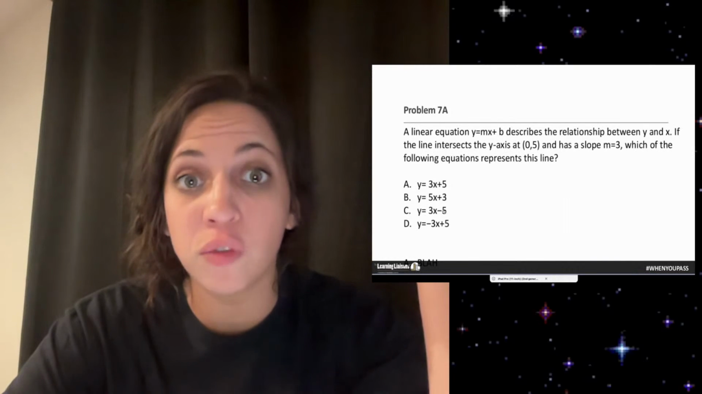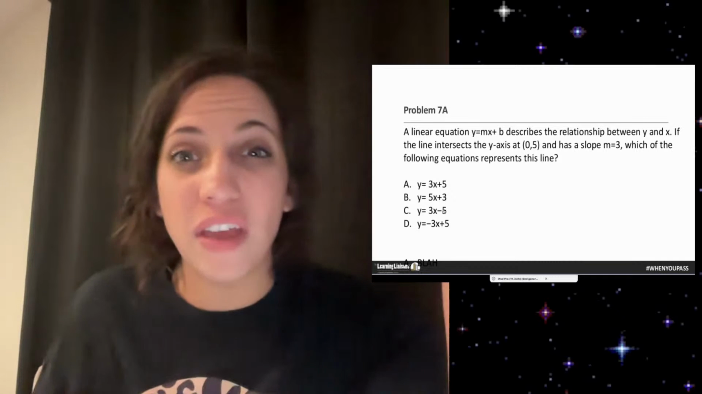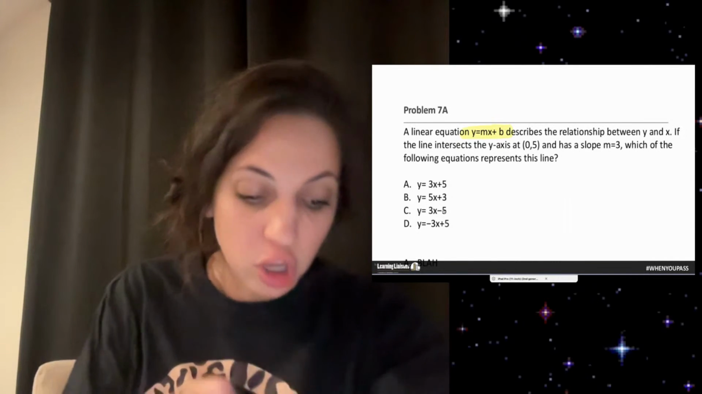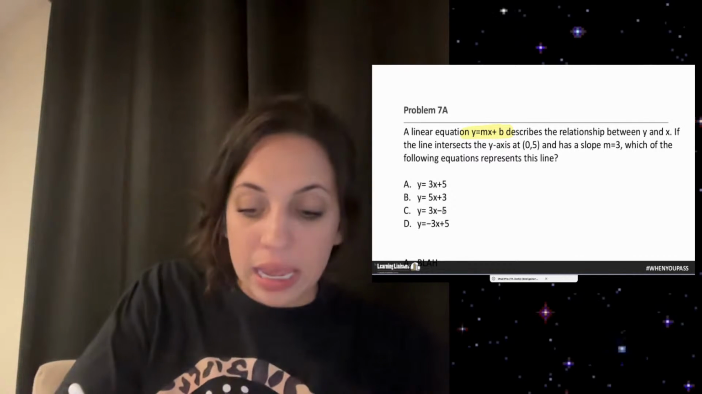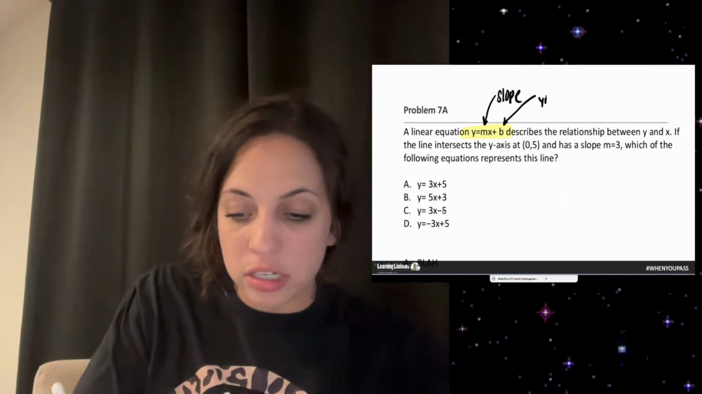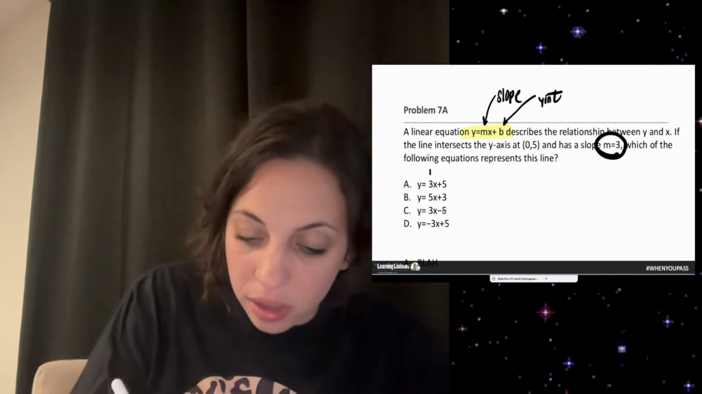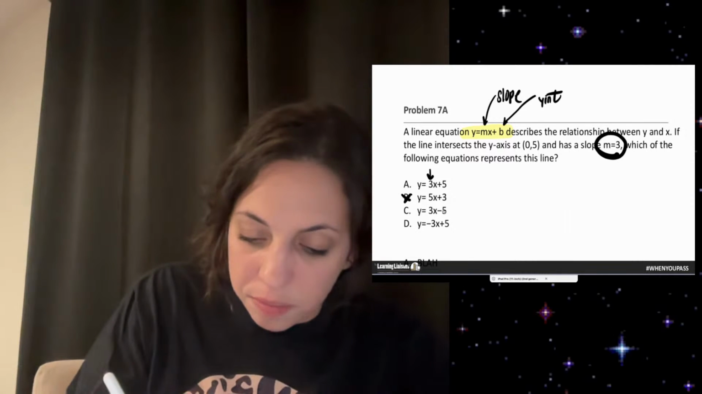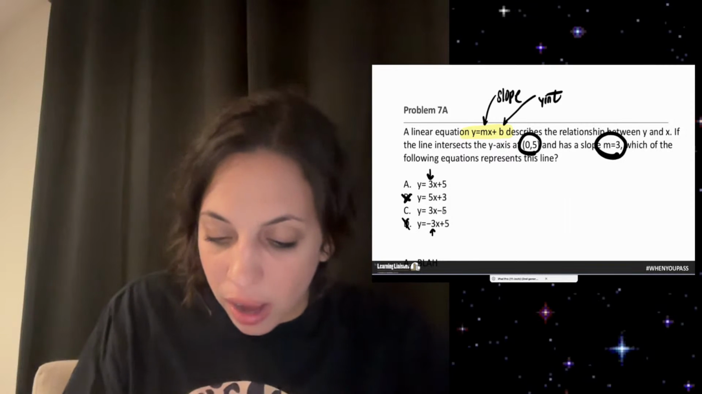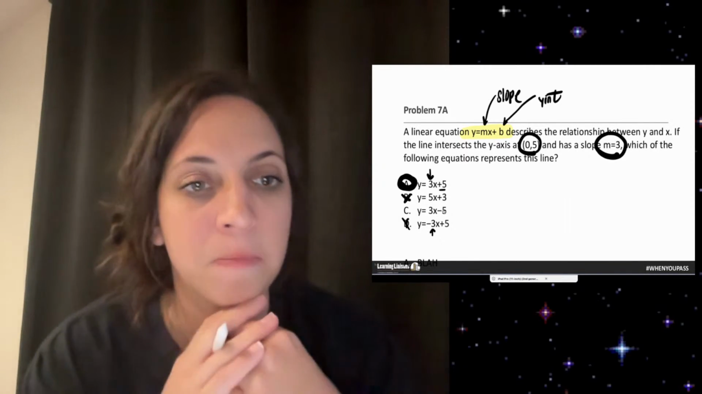Y'all, this is slope-intercept form, and we talked about this earlier today. And these are my favorite kinds of problems because they literally give you the template. So all you have to know is that your m is your slope and the b is the y-intercept. And so I'm just going to plug my slope in, which eliminates B and D because my slope is not negative. And I'm going to plug my y-intercept in, which is a positive 5, which means my answer is A. That's it.